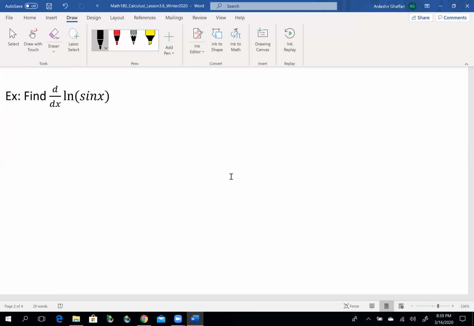So the derivative of natural log of sine of x is going to be 1 over sine of x, times the derivative of baby sine of x. The derivative of sine of x is going to be cosine of x. But look, when we multiply, we have cosine of x over sine of x.